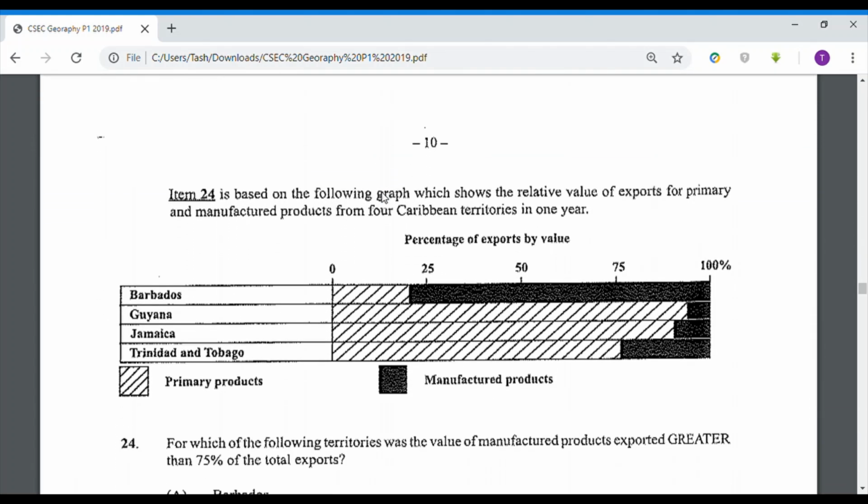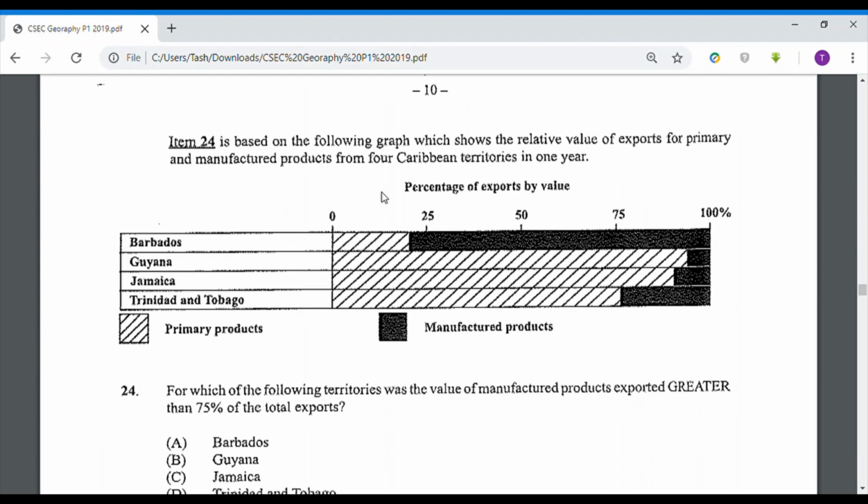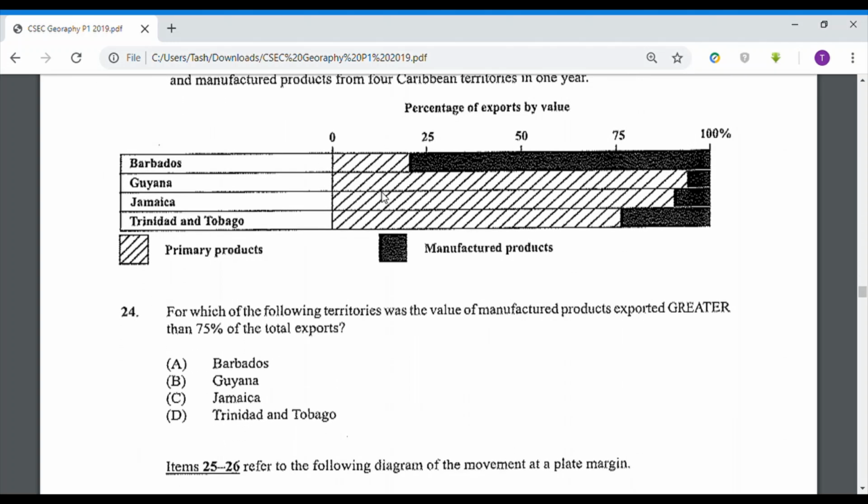Number 24 is based on the following graph, which shows the relative value of exports for primary and manufactured products from 4 Caribbean territories in 1 year. So 24 says, for which of the following territories was the value of manufactured products exported greater than 75% of the total exports? So it is between the 4 countries that are there, and we're looking for the one that has manufactured goods that are greater than 75%.